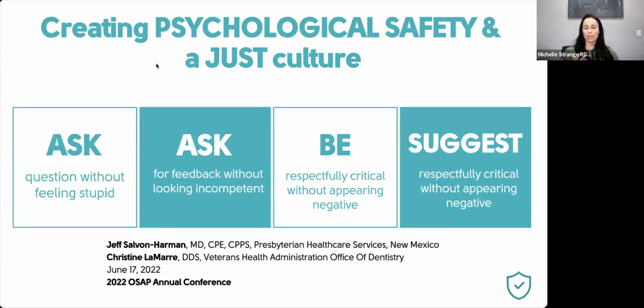And this came from the OSAP conference in 2022. They talked about psychological safety and a just culture. And this really resonated with me because I think these are two ideas that are critical when it comes to reducing errors in a dental office. First, when we look at psychological safety, it's all about creating an environment where people feel comfortable to actually speak up, whether it's a question, a concern, or even if they made a mistake.